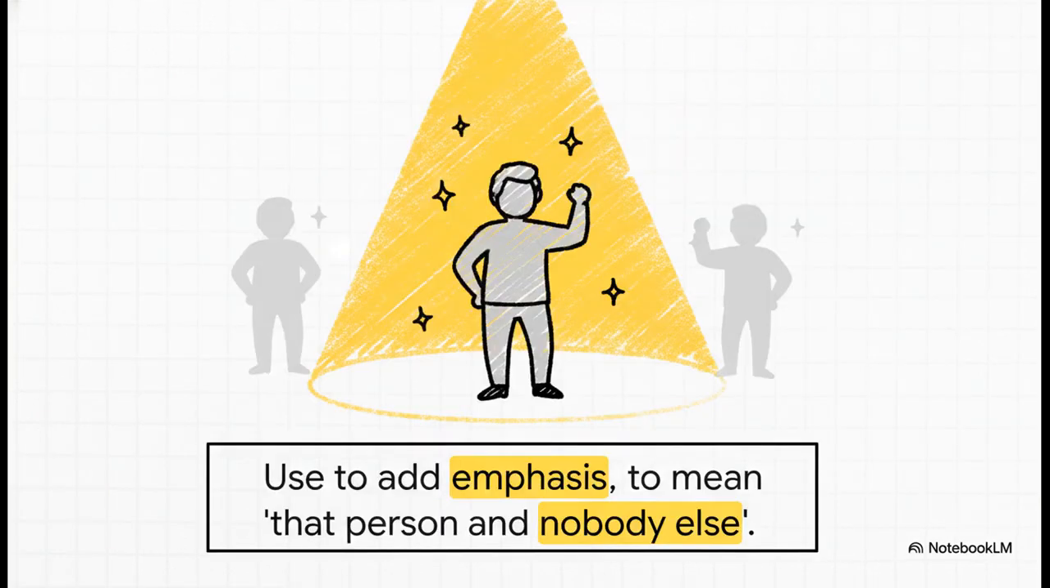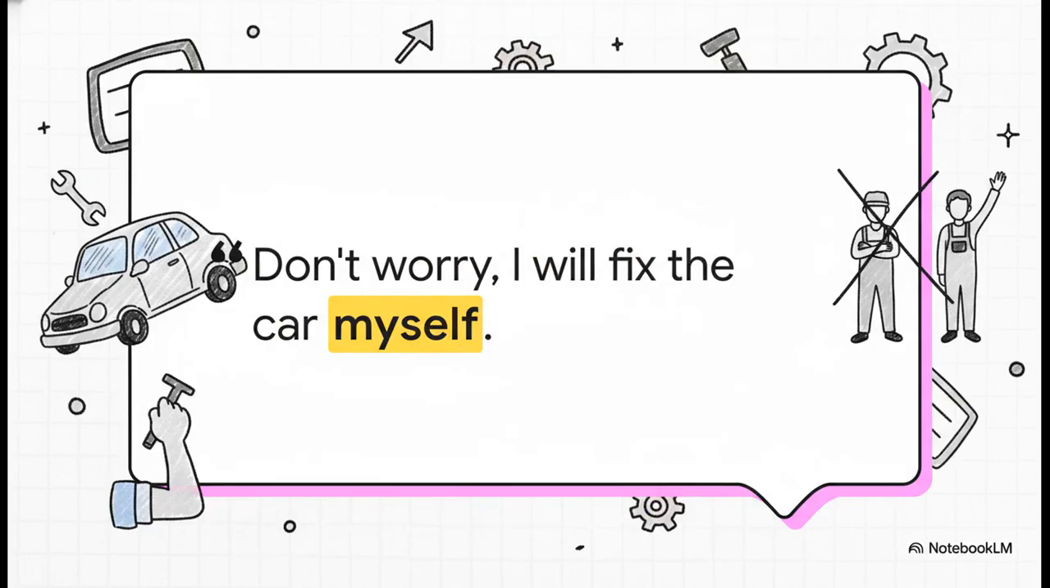Okay, let's move on to the second rule. This one is a little different. It's all about adding emphasis. Think of it like putting a big, bright spotlight on someone. You use a reflexive pronoun when you want to make it absolutely clear that that person and nobody else did something. For example, imagine you say this, "Don't worry, I will fix the car myself." By adding that little word, myself, you're saying so much more. You're saying, I don't need a mechanic, I don't need your help, I've got this. It adds this real punch of confidence and independence.